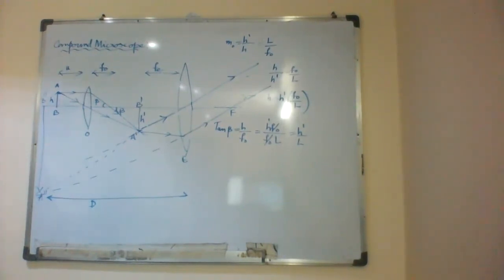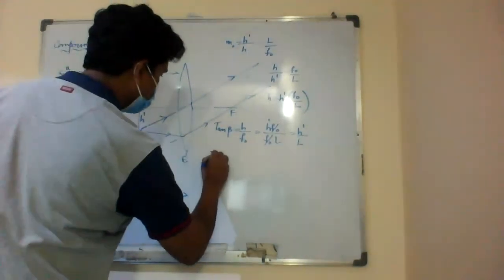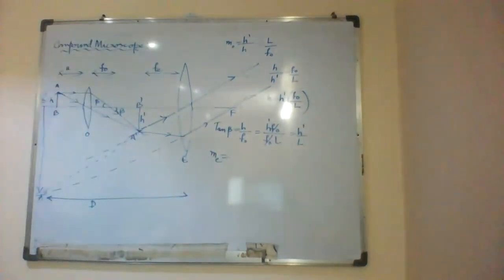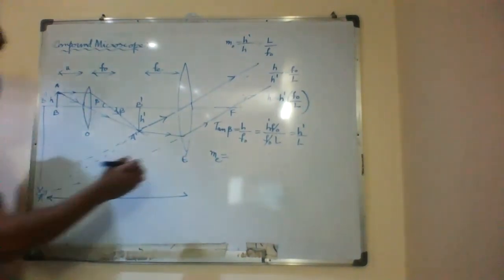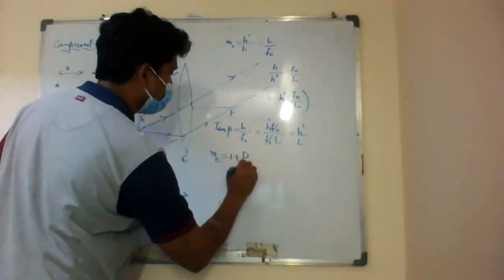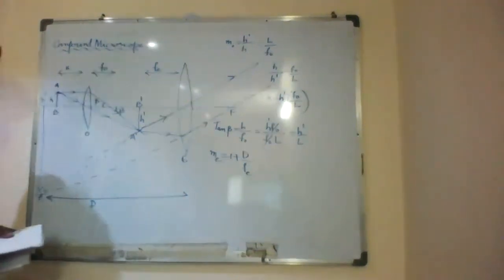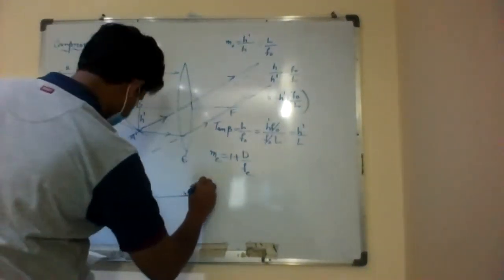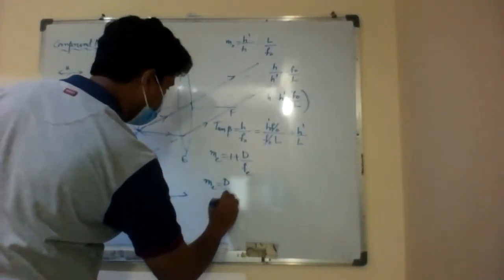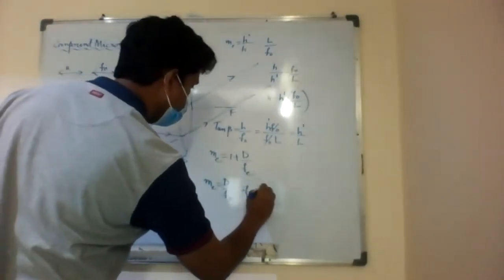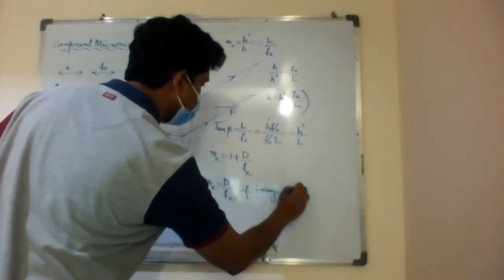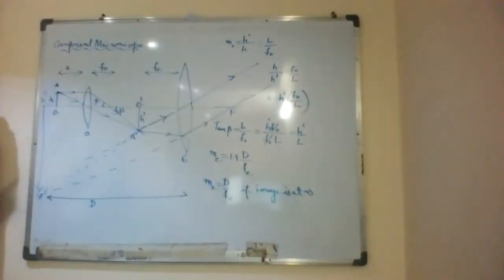Now we go with the eye lens. The eye lens is like a simple microscope. In a simple microscope, when the image is found at D, what is the formula? 1 plus D by Fe. Can you write Fe? 1 plus D by Fe. And when the image is at infinity, ME is equal to D by Fe. We got the difference, right? You know the difference now? What is the normal adjustment position and what is the near point position?